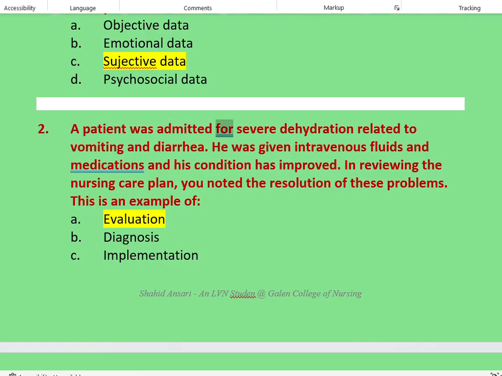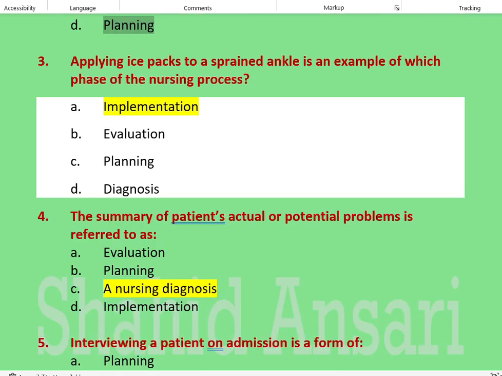2. A patient was admitted for severe dehydration related to vomiting and diarrhea. He was given intravenous fluids and medications, and his condition has improved. In reviewing the nursing care plan, you noted the resolution of these problems. This is an example of A. Evaluation. B. Diagnosis. C. Implementation. D. Planning.